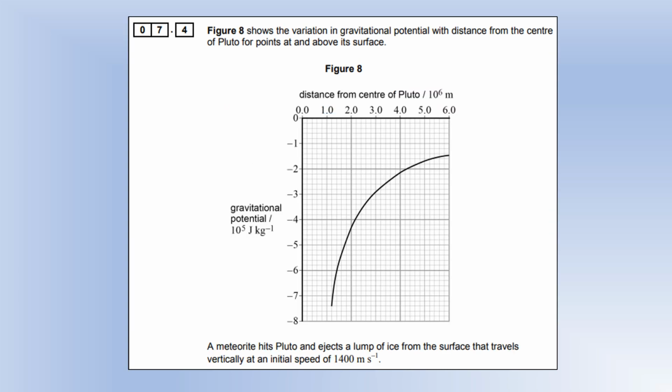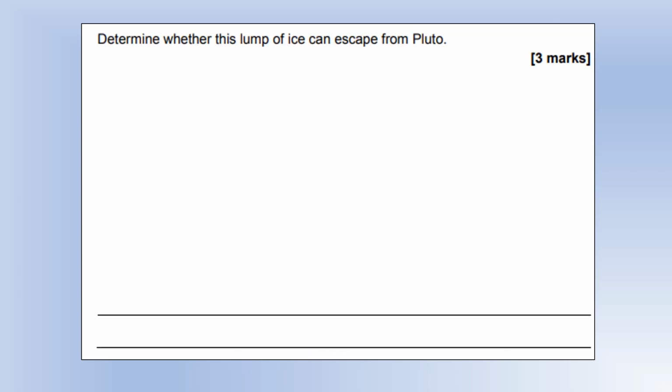So we've got a graph showing the variation in gravitational potential with distance from the center of Pluto, and we've got that for points below and above its surface. A meteorite hits Pluto and ejects a lump of ice from the surface that travels vertically at an initial speed of 1400 meters per second. Determine whether this lump of ice can escape from Pluto.